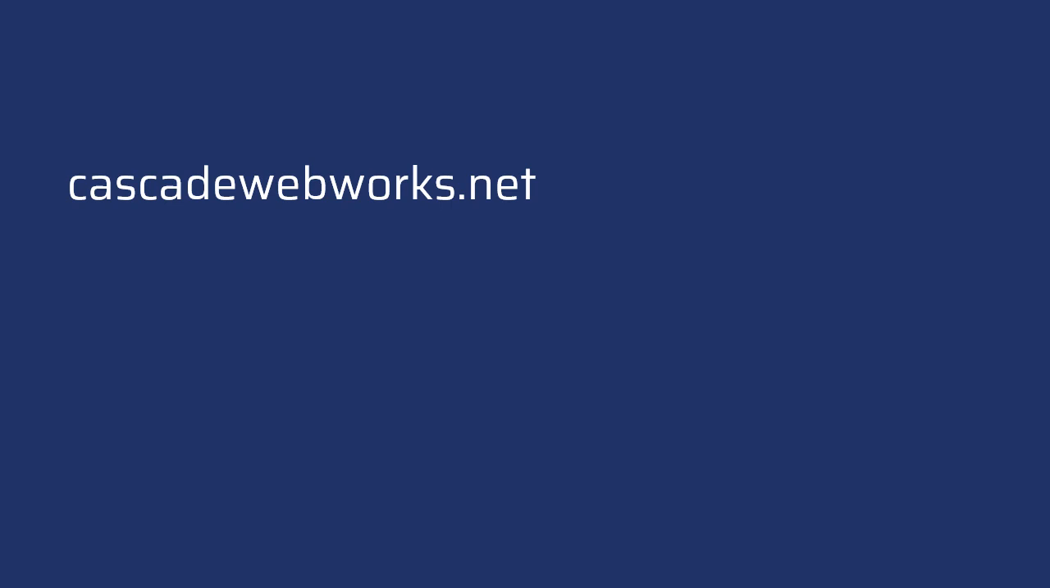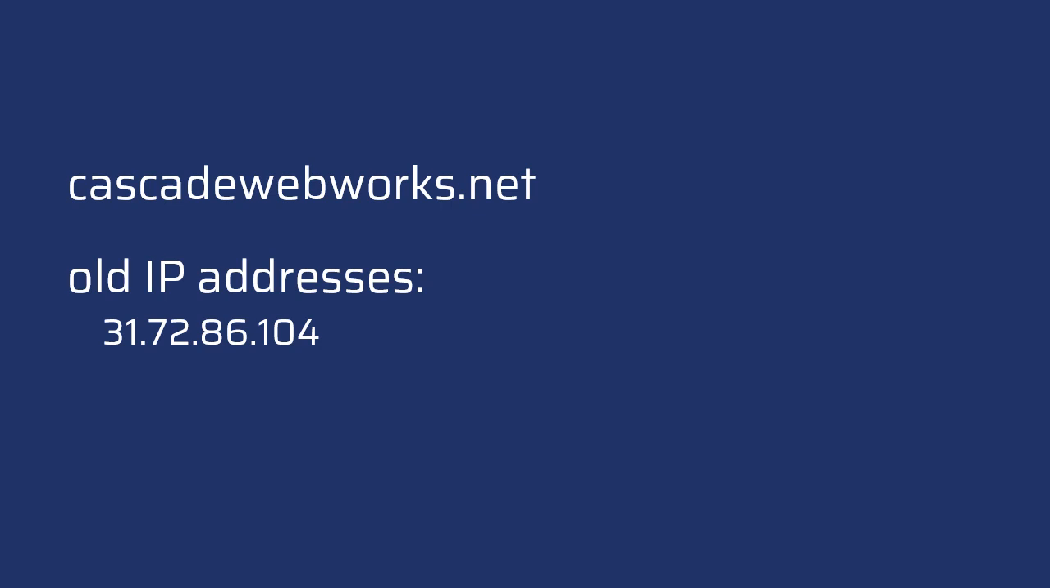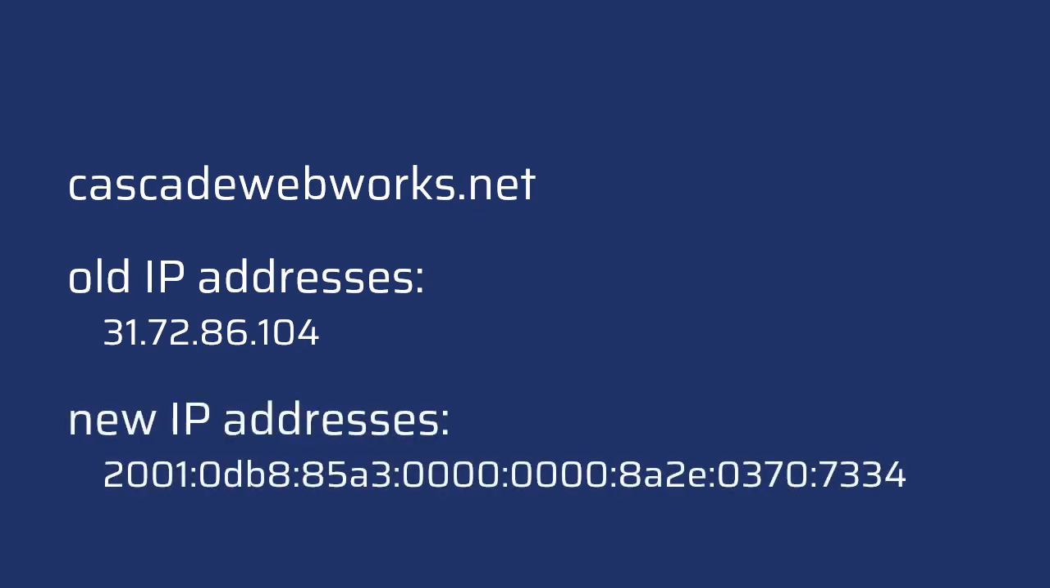Most things have an address that uses words like www.cascadewebworks.net. But they also have a technical address that is just a bunch of letters and numbers called an IP address. IP addresses used to be just four groups of numbers like 31.72.86.104. But recently the Internet outgrew that system and now uses longer sets with both letters and numbers like this. You don't have to understand any of that, except to know that there's no way a normal human is going to remember an address like that. And so a system exists to convert those IP addresses into simple addresses with words like Cascade Web Works.